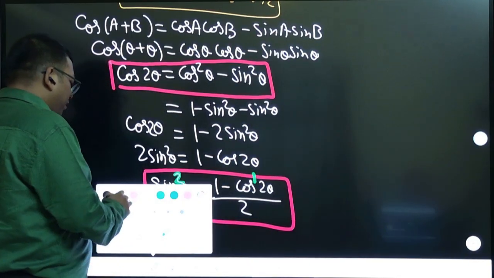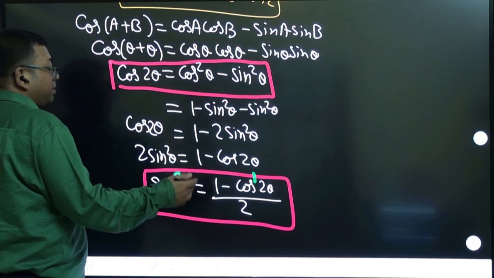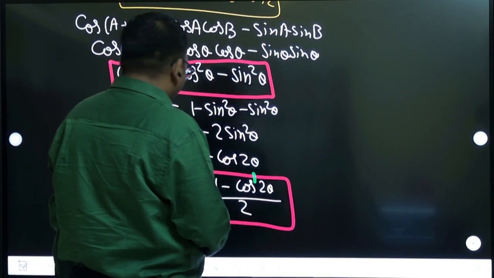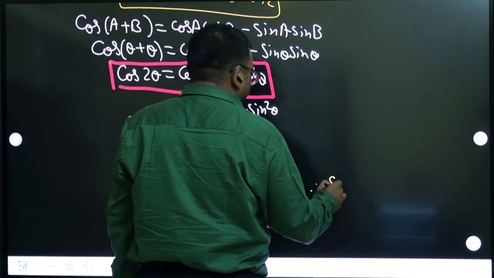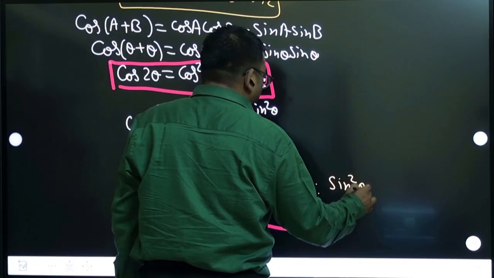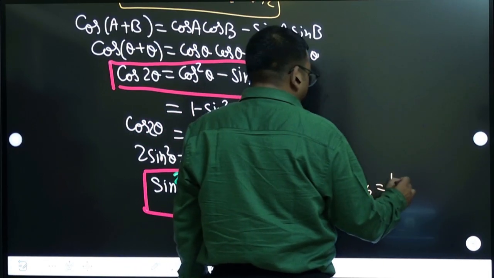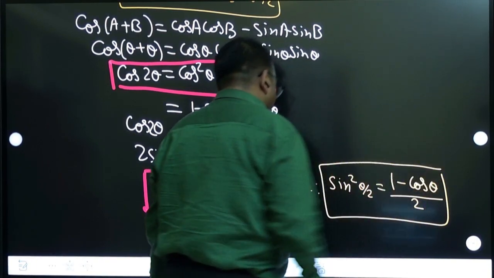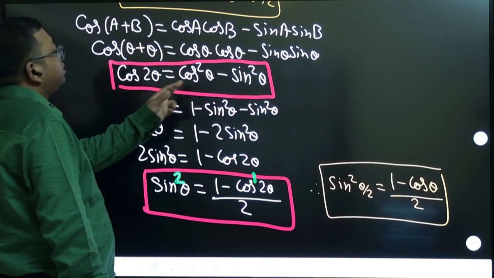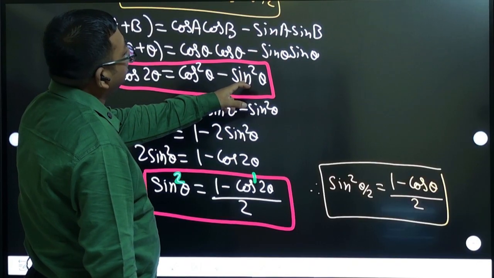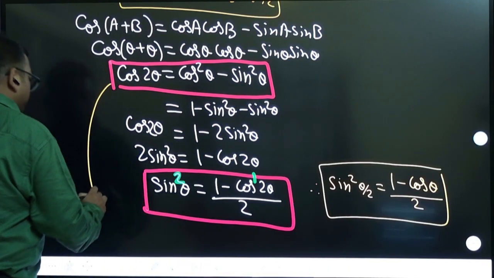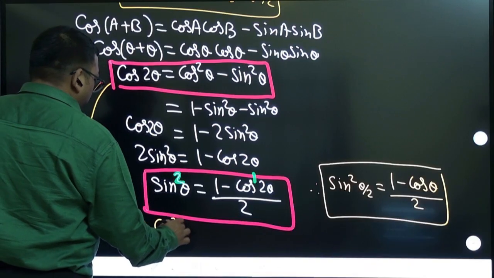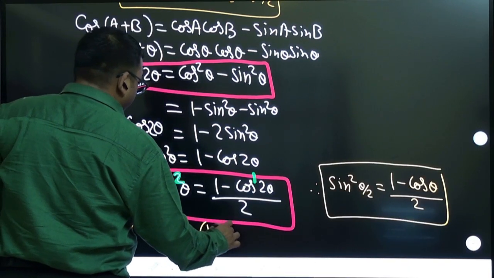Okay. Same manner, sin square theta can be written as 1 minus cos 2 theta by 2. Right, that's the important idea. Or you may also write sin square of theta by 2 as 1 minus cos theta by 2. That also can be written. But let us now try to bring this in terms of cos. Now let us write sin square as 1 minus cos square.